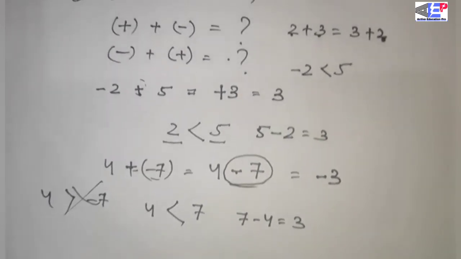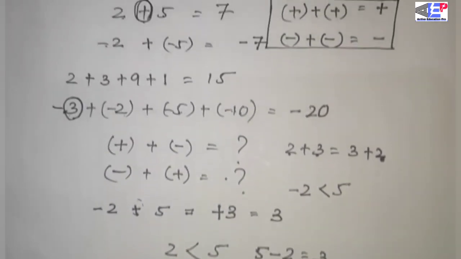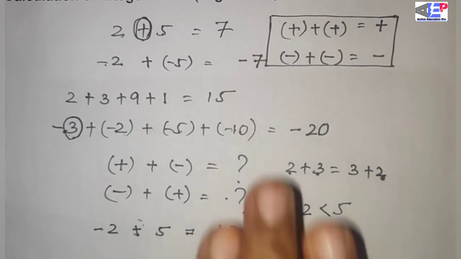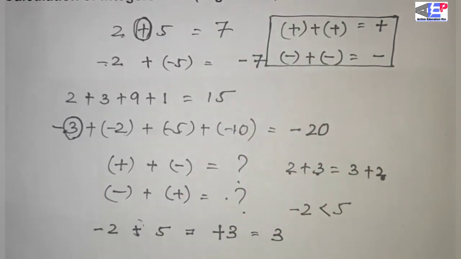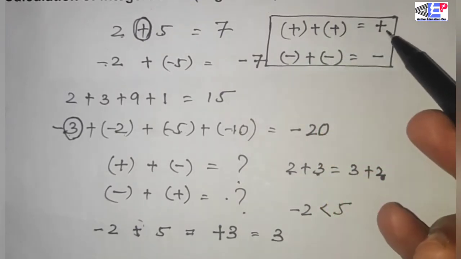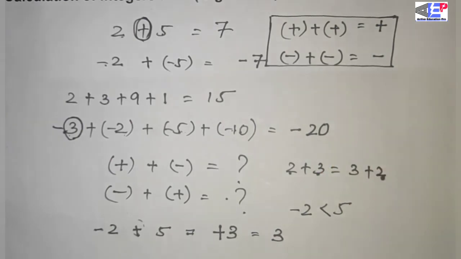So this is about the sign rules. If you add a positive with a positive or a negative with a negative number, then you will get a positive number and a negative number respectively. Positive with positive you get a positive integer, negative with negative you get a negative integer.